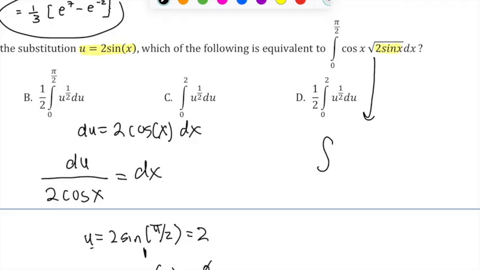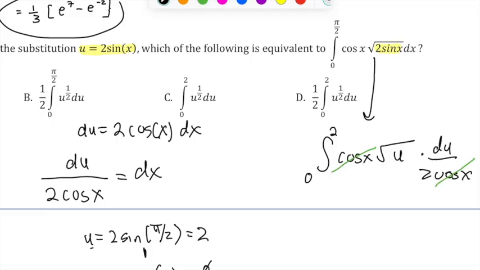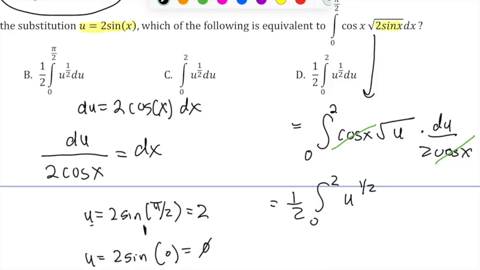So this new integral is going to be from 0 to 2 of cosine of x times the square root of u. And then dx is going to be du over 2 cosine of x. Now, the cosines of x cancel. We are going to pull out the 2 outside. And this is going to be u to the -1/2. This is going to be u to the 1/2. Now, since we have this, we're just going to add 1. So 1 plus 1/2 is 3/2, and then divide. So we'll have u to the 3/2 divided by 3/2.